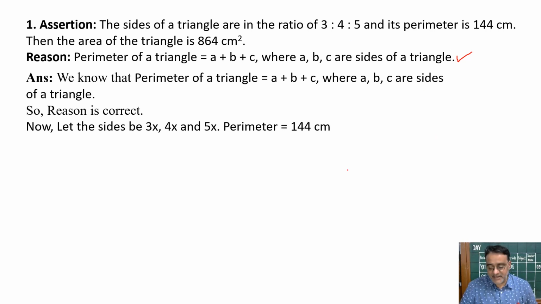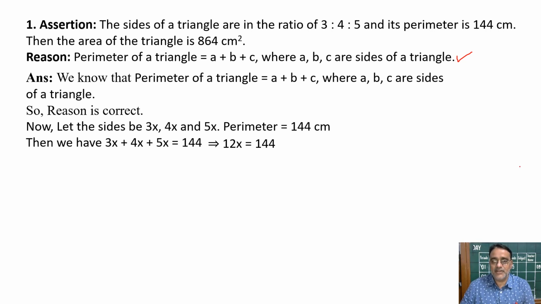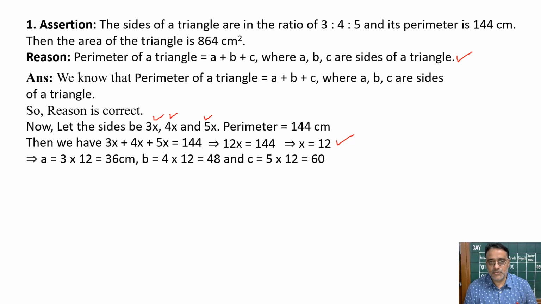What is the sum we are getting? 12x is equal to 144. So what is the value of x? 12. Right. So the value of x we got is 12. So 3 into 12, 36, that is a. And for b, let us take 4x, that is 4 into 12, 48. And c we are going to take 5x, that is 5 into 12, 60. So we got the 3 sides.